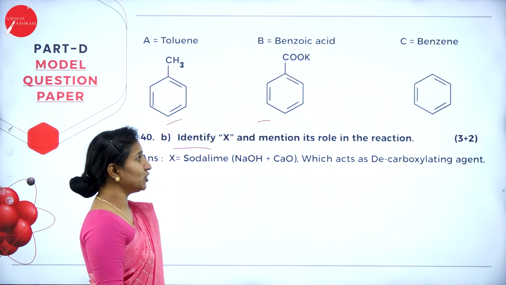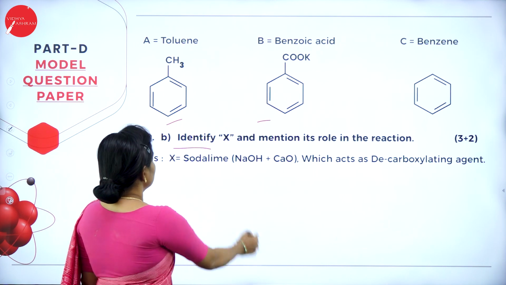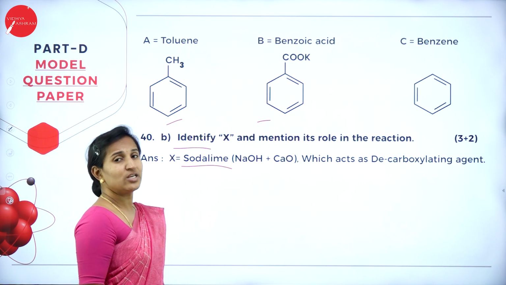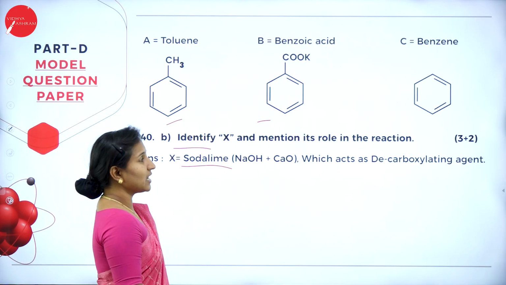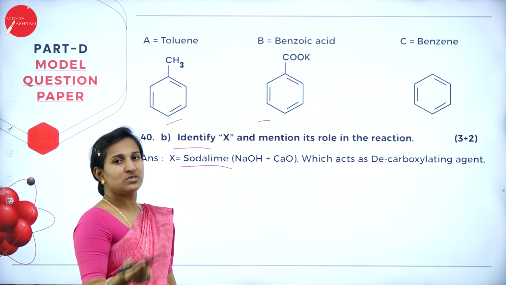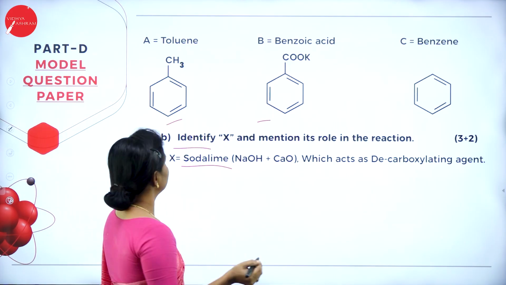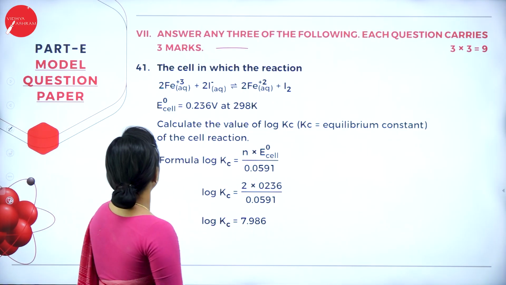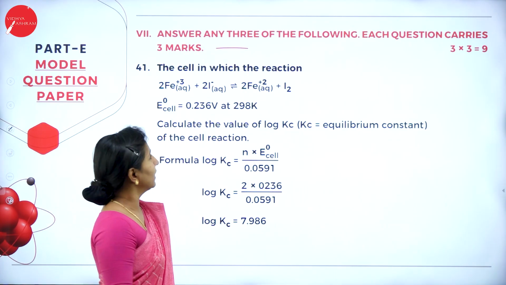Identify X, mention its role in the reaction. So X is soda lime, that is a mixture of NaOH and CaO, which acts as a decarboxylating reagent. So here it removes the carbon dioxide. Answer any 3 of the following. Each question carries 3 marks. So these are all numericals.